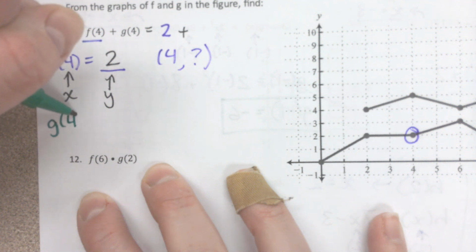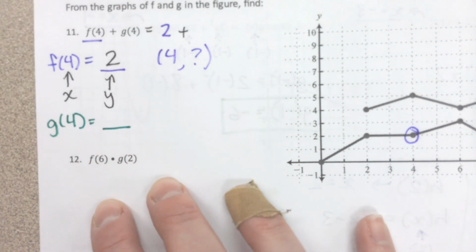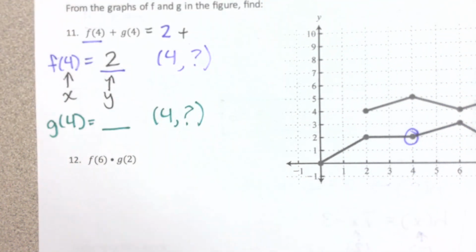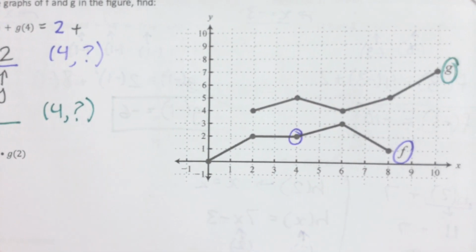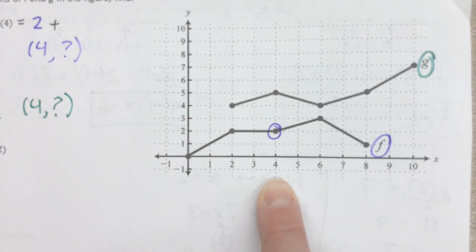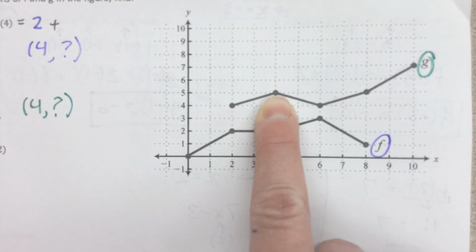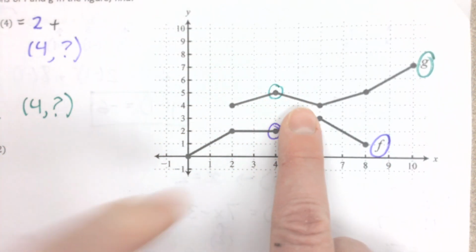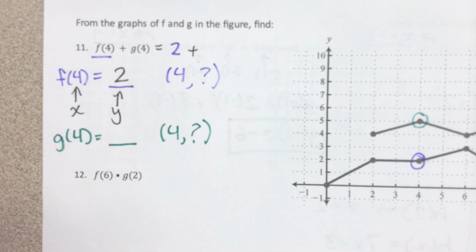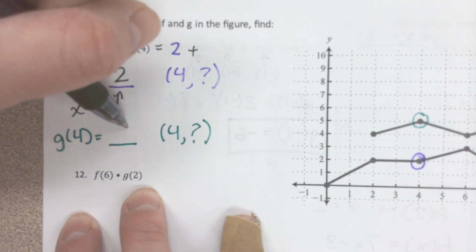G of 4 equals, so we're doing the same thing but with the g graph this time. We know x is 4. What's the y value? Let's go look at the graph. This time we're going up to the top line here. 4 on the x-axis, and we're going to go up to this point. That connects to 5 on the y-axis. So this time for g, the answer is 5.